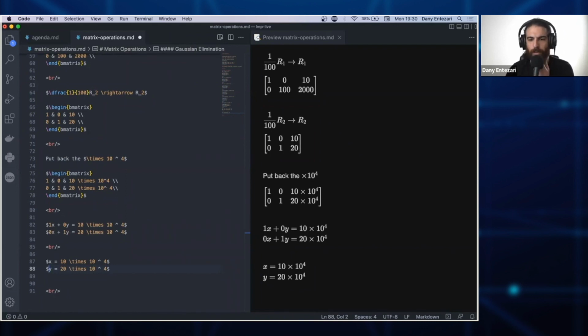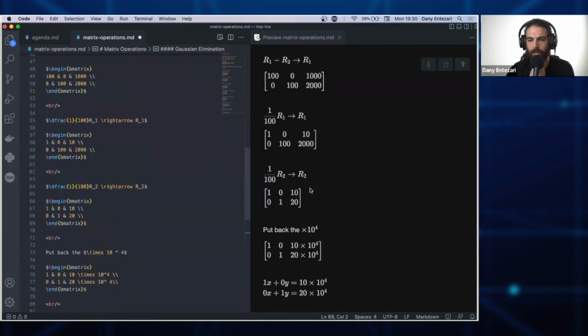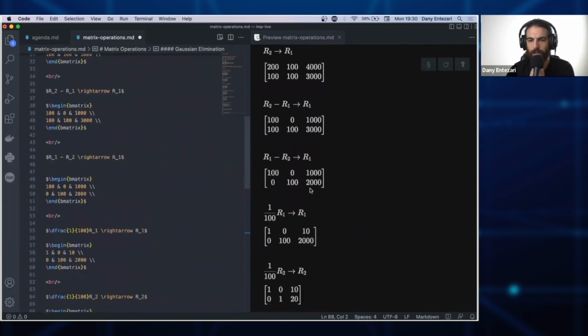Okay. But I hope you now see what we have done. You now understand Gaussian elimination.